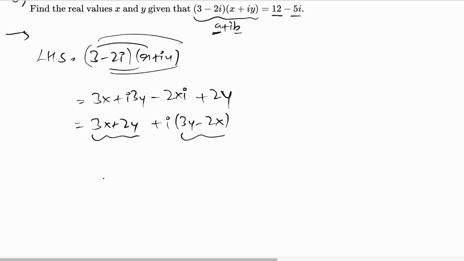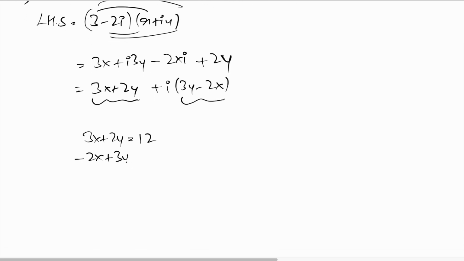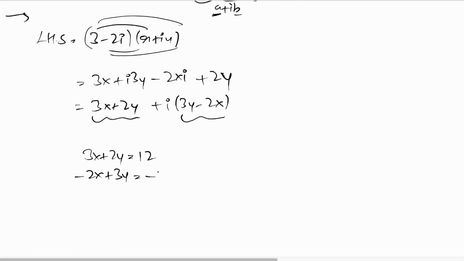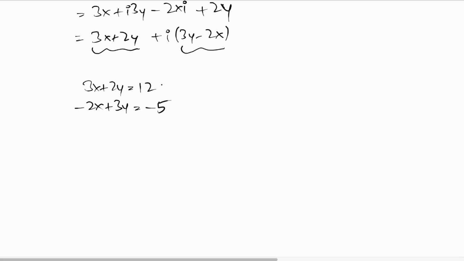So if I equate the real parts, I'll get 3x plus 2y equals 12. And equating the imaginary parts, I'll get minus 2x plus 3y equals minus 5. Now to solve this equation, I can use elimination, substitution, any method, but the elimination method seems the easier one. So I'll multiply the first equation with 2. I'll get 6x plus 4y equals 24. And multiplying the second equation with 3 gives me minus 6x plus 9y equals minus 15.